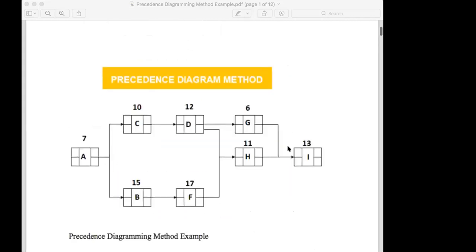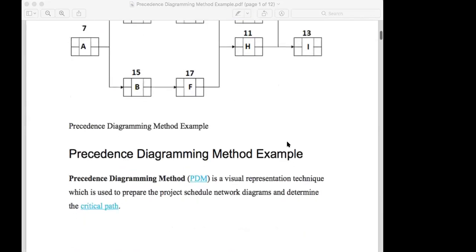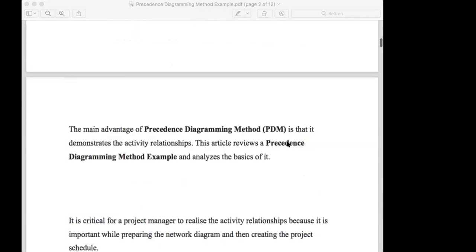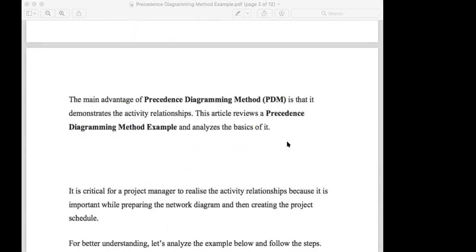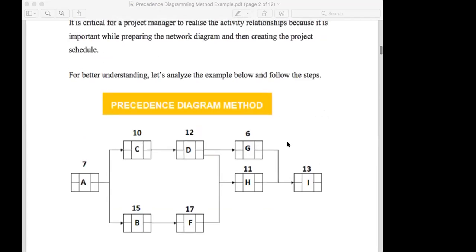This type of question you can't just read and go to the exam and answer, you have to work it out. These are mathematical questions, so you have to answer with mathematics. There's no difficult mathematics, just adding and subtracting, so that is not a problem. It is critical for a project manager to realize the activity relationships because it is important while preparing the network diagram and then creating the project schedule. For better understanding, let's analyze the example below and follow the steps.